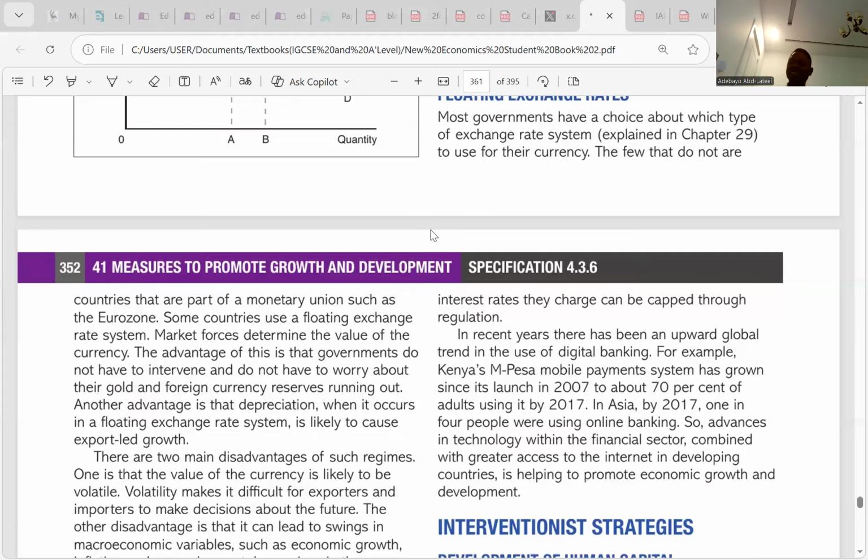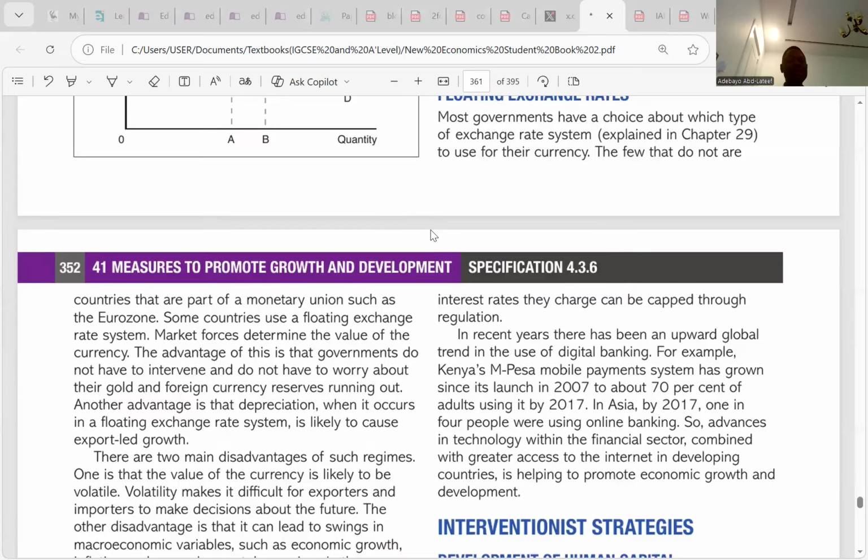So the fourth measure or method to use when it comes to the free market strategy to increase economic growth and economic development, like I said earlier, is through the floating exchange rate. The exchange rate system, we have the fixed exchange rate system and the floating exchange rate system. But when it comes to floating, if the reliance is on the floating exchange rate system, it simply means the country is switching towards the free market.